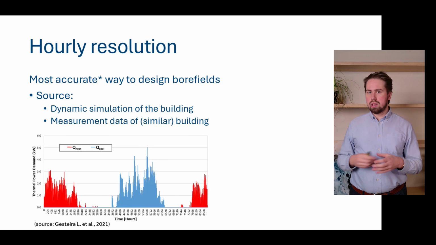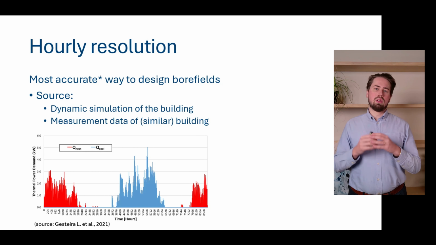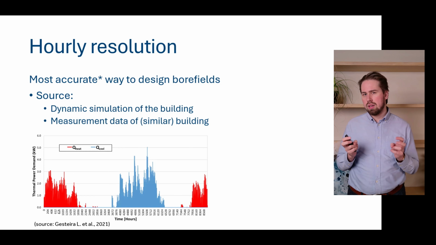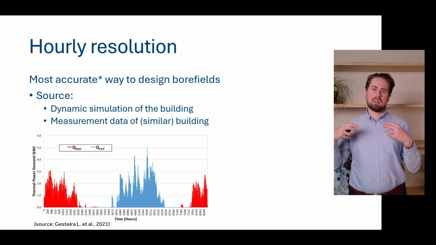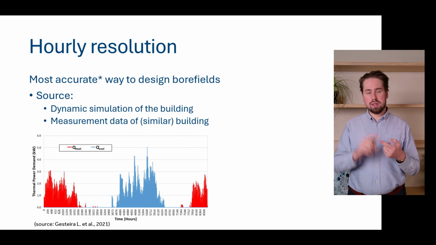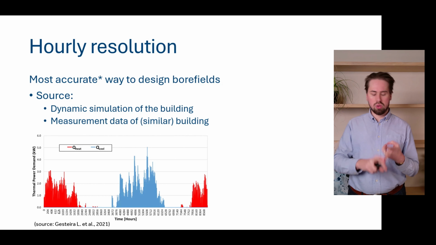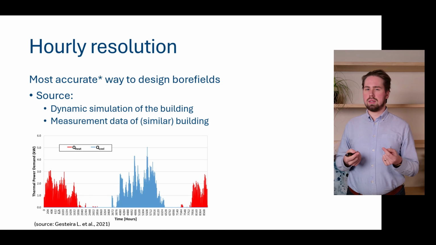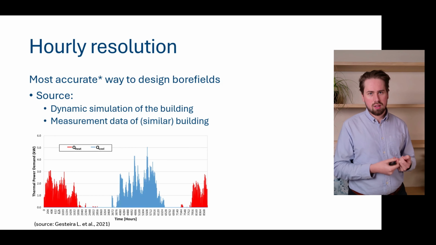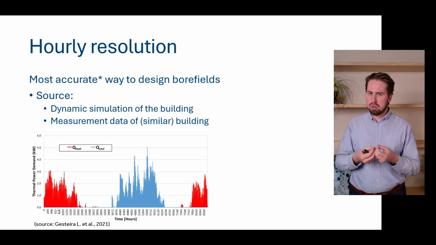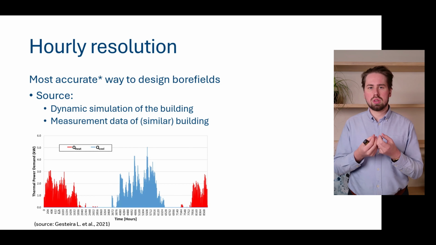Now that was it for monthly resolution. Now for hourly resolution, this is called the most accurate way, but there is an asterisk, because you have quite a lot of parameters you can tweak: the insolation, the solar gains, the internal gains, etc. You end up with a result that's by definition more accurate. It's more flexible. That's a better wording. It's more flexible and it gives you a more nuanced view.